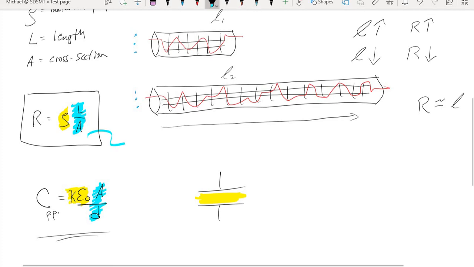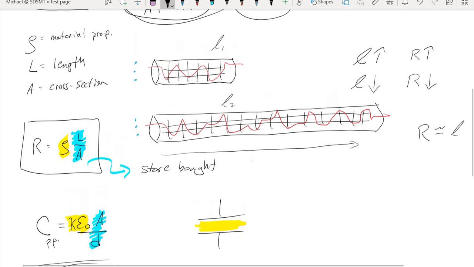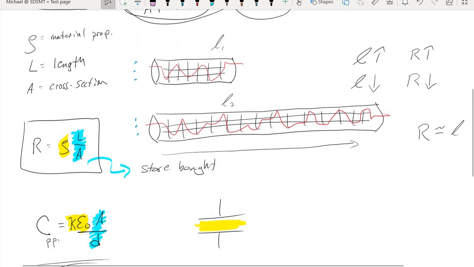And so this is what I will refer to as the store-bought value of the resistor. And this means that when you go to an electronics store and you buy a resistor, the rating for that resistor is fixed. It is determined by the material that it was made out of and the dimensions of that resistor.